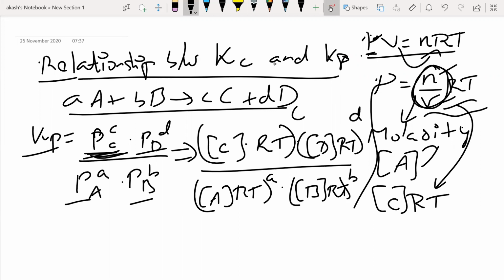Now, what else is remaining? There is a power also remaining, the stoichiometric coefficient. That's what I wrote here: C into R into T whole power c. Same way for D, how will I write? PD is here, so it will be concentration of D into R into T. Again, there is a power, d. Same way for A, same way for B. Yes, understood?